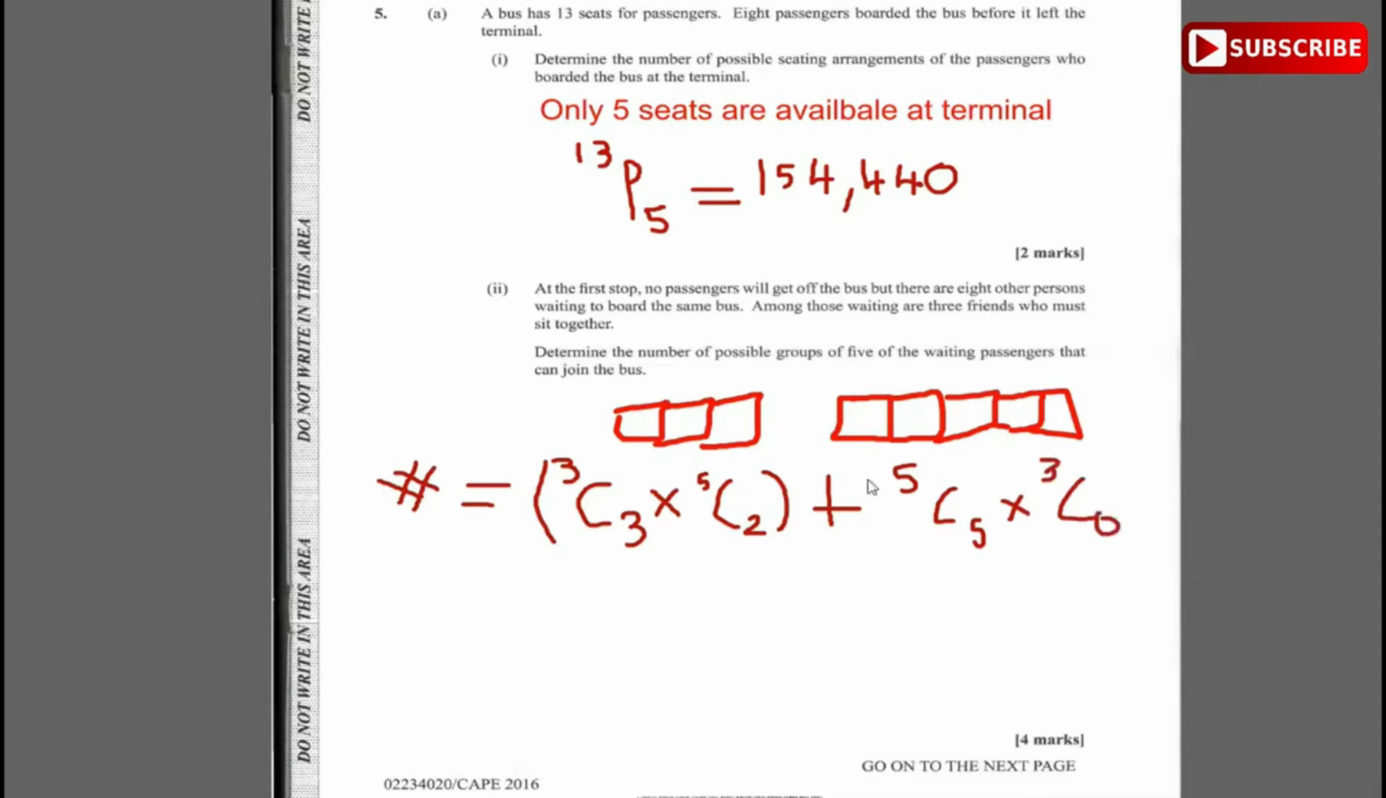All right, and that will give you the total number of possible groups of 5 people that can join the bus. It's either the 3 of them join and then 2 people over here, or everybody over here and none of them over here, but the 3 of them have to go together anyway. So that's 3 choose 3 times 5 choose 2, that's 10, and 5 choose 5 is 1, and 3 choose 0 is 1, so it's 10 plus 1, which is 11. That's the answer. Nice and easy.